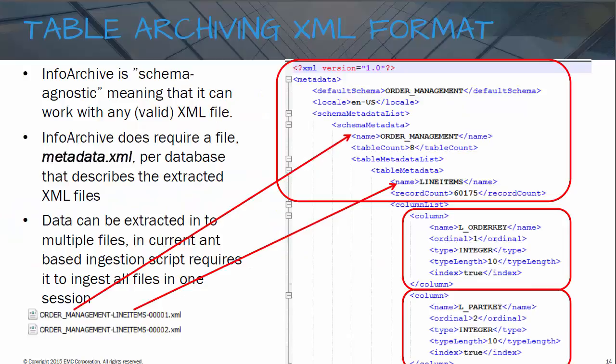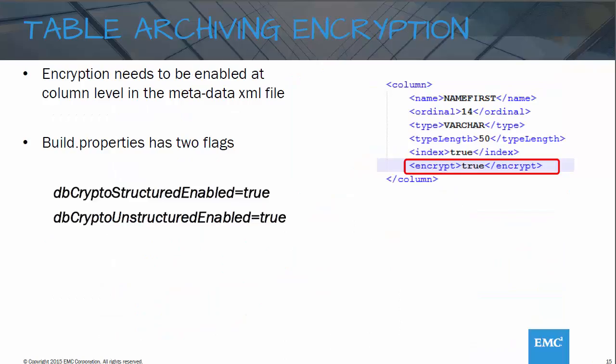We do still need to declare the table schemas in an XML format also. InfoArchive is schema agnostic, which is huge, but keep in mind that we still need to describe the schema. This is the metadata file shown here. This will describe what fields exist and the types of those fields. The metadata file also includes index flags and whether we want to encrypt that field. If you want to encrypt specific fields, be sure to include the flag in the application build file also.